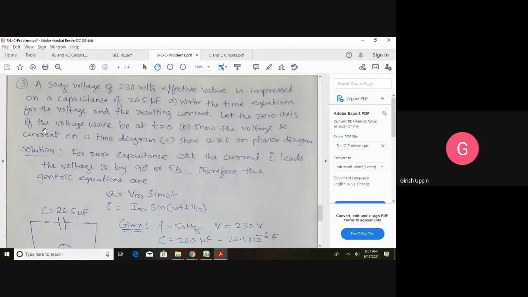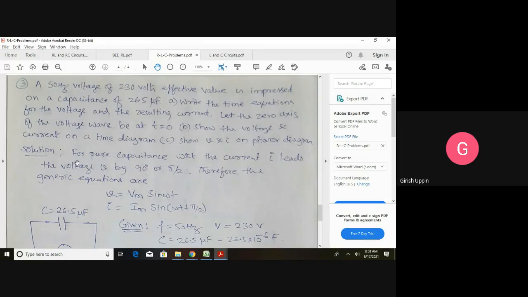Let 0 axis of the voltage start at t is equal to 0. Show the voltage and current time diagram, that is waveform. Show V and I on phasor diagram. So we have to write the mathematical equation of voltage and current, waveform of the voltage and current, and phasor diagram of the voltage and current.